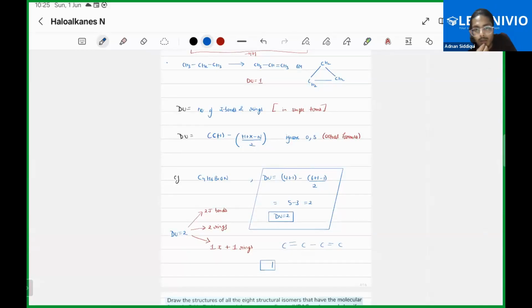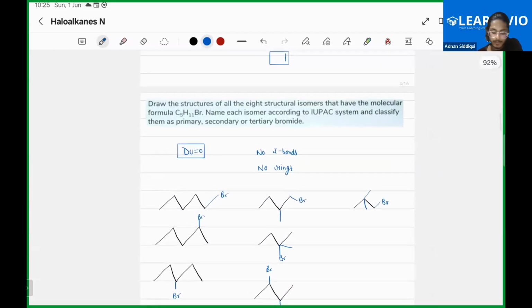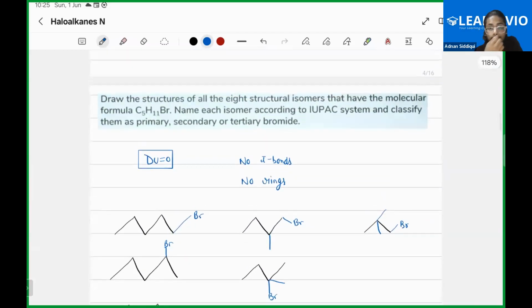Okay. So this is a question from your NCERT. They are asking to draw the structure of all the 8 structural isomers. They have specified the molecular formula, and from it you are going to get 8 different structural isomers, right?